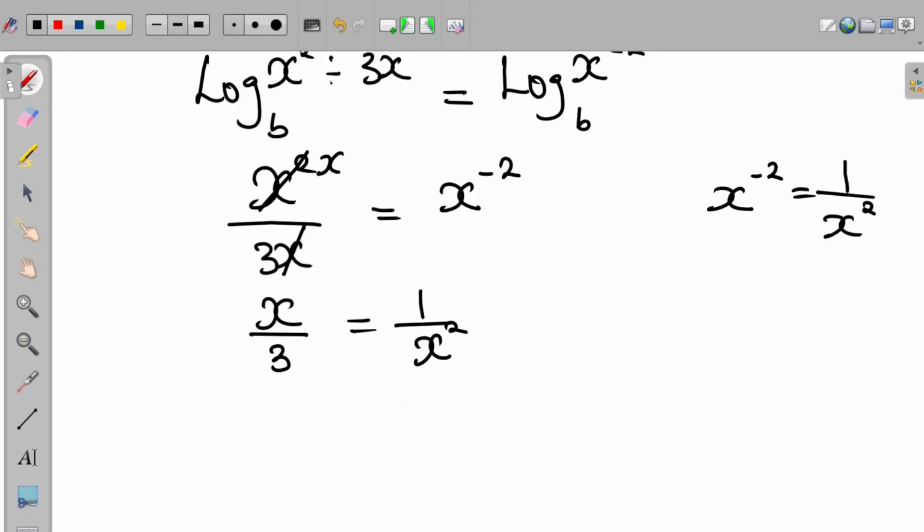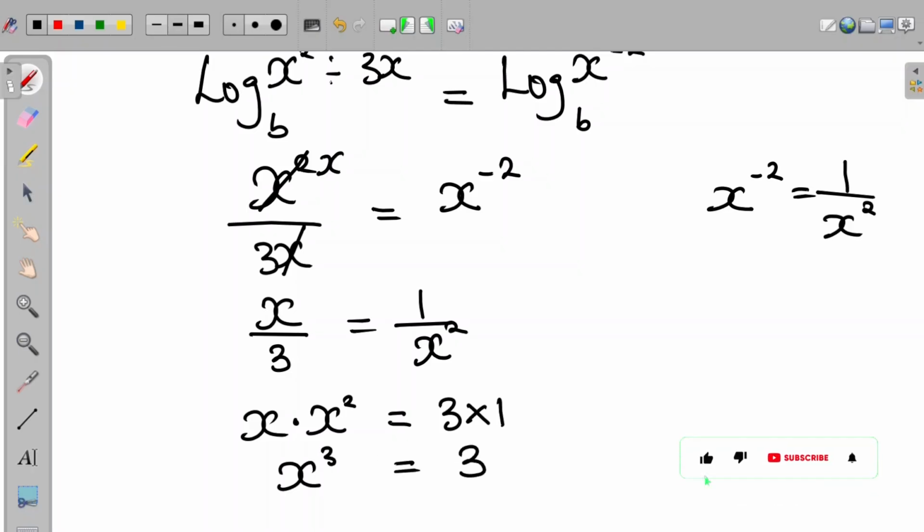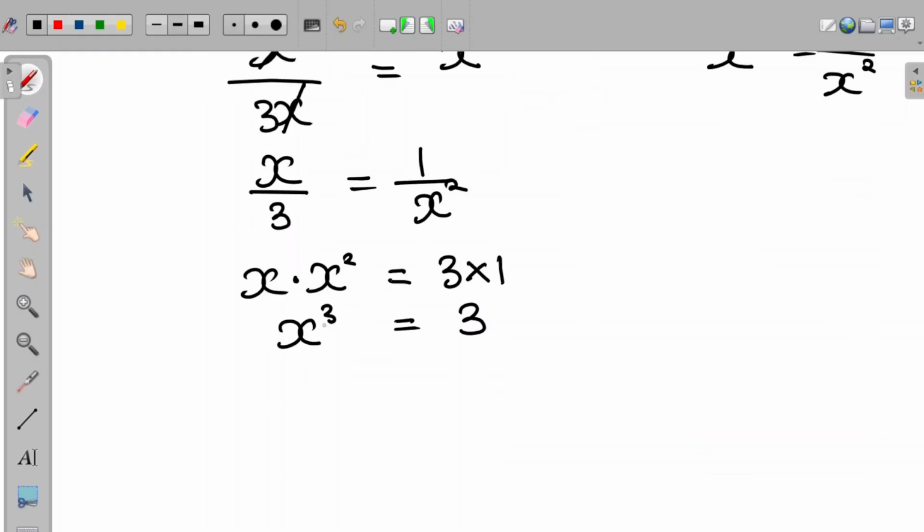If we cross multiply, this becomes x multiplied by x squared equal to 3 multiplied by 1. So the left-hand side becomes x cubed equal to 3. So to obtain the value of x, we can take the cube root of both sides. So if we do that, we have it that x is equal to the cube root of 3.